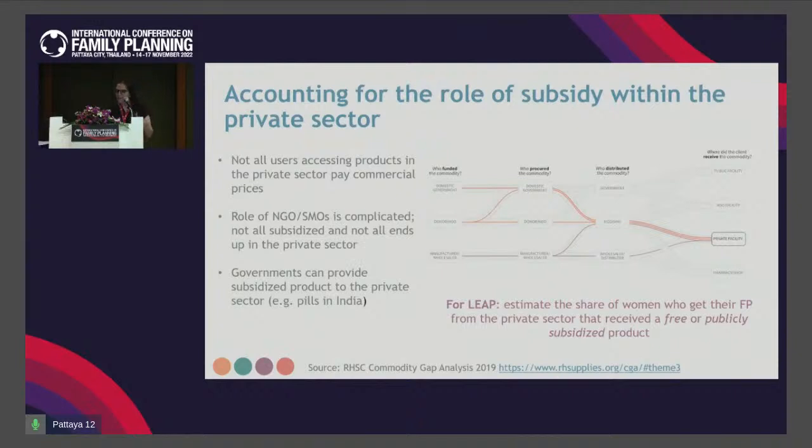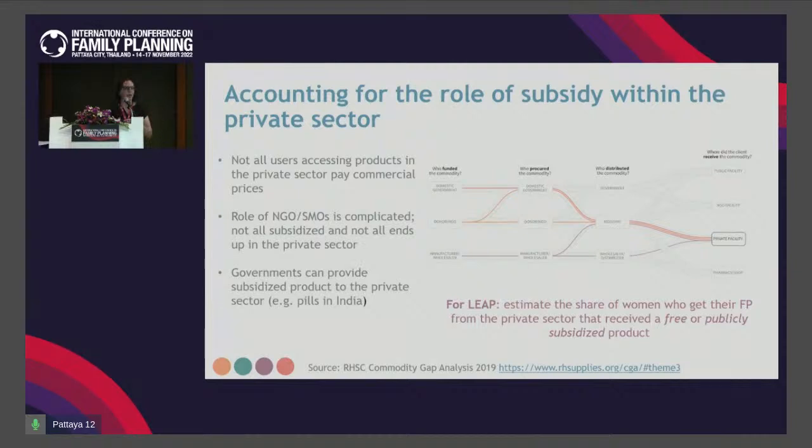And we know that a lot of that comes from NGOs or SMOs, but there's also complexity there, because not everything that these types of organizations are doing ends up in the private sector. For example, you might have mobile outreach services that happen in public sector clinics, but also not everything that these organizations are doing benefits from a subsidy. So more and more we're seeing in countries some of these SMOs pivoting to having non-donor supported channels that are really self-sufficient.